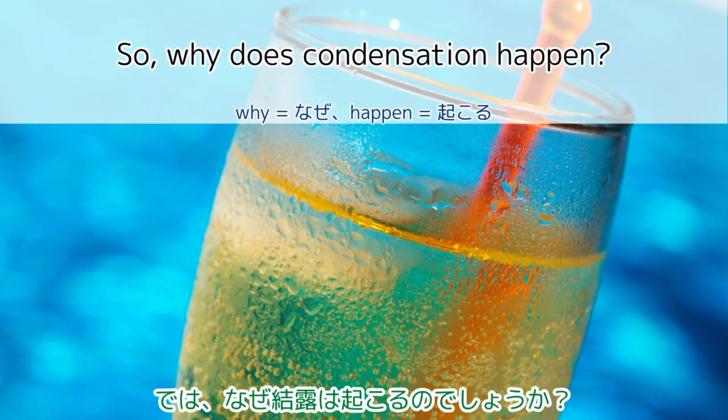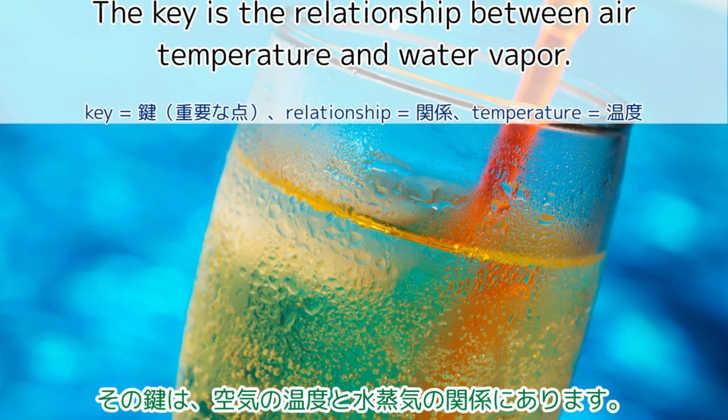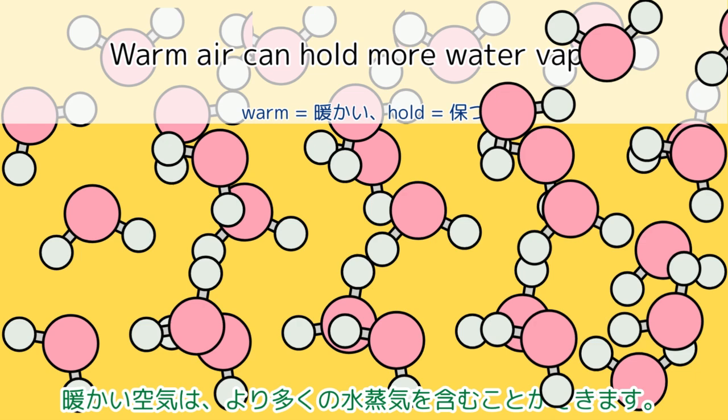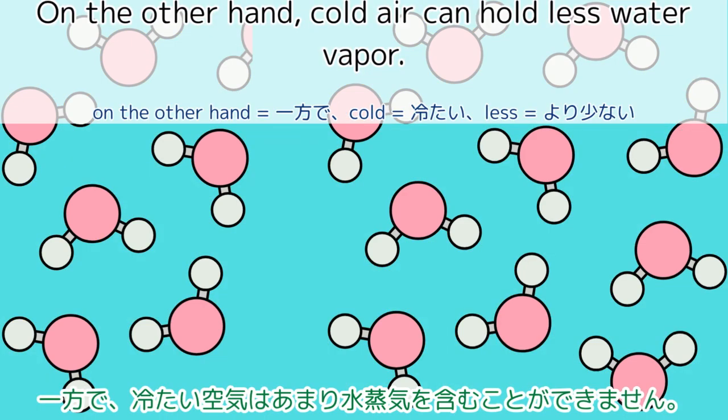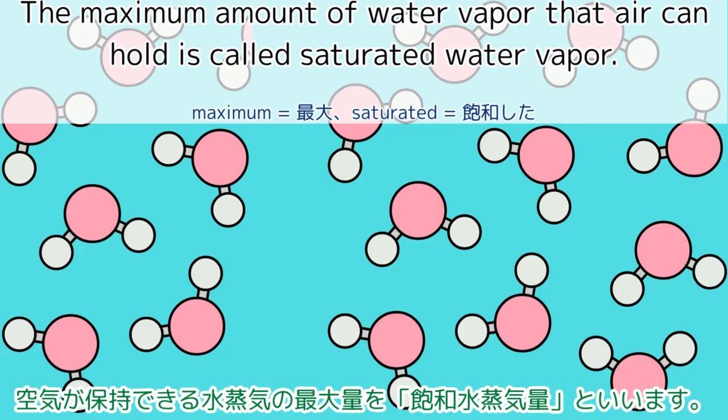So, why does condensation happen? The key is the relationship between air temperature and water vapor. Warm air can hold more water vapor. On the other hand, cold air can hold less water vapor. The maximum amount of water vapor that air can hold is called saturated water vapor.